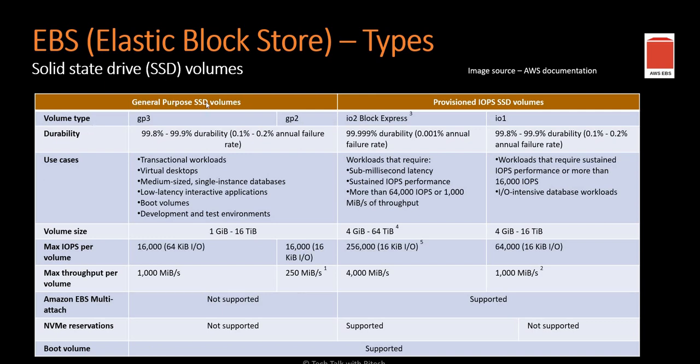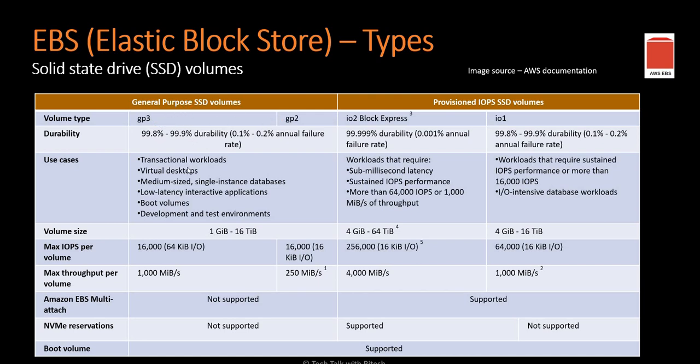So first we will discuss general purpose, where we have two options, GP3 and GP2, and provisioned IOPS, where we have two options, IO2 and IO1. Durability as per documentation is like 99.8%, etc. We can read it. It's good if we go for the AWS associate exam to have a little idea about how durable these options are. Okay, use cases.